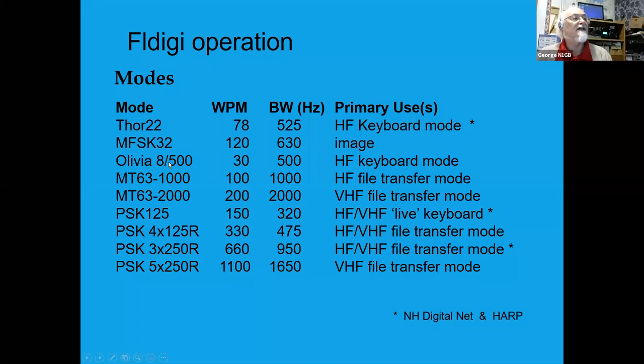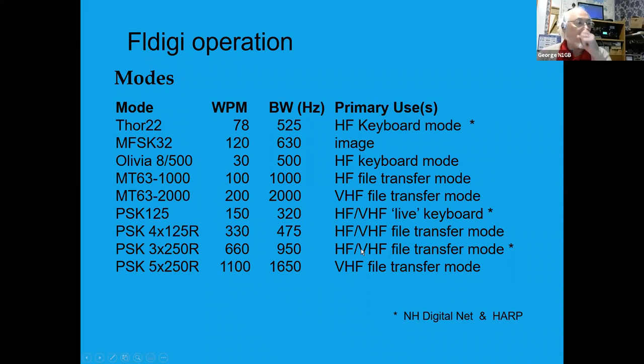As I say, some of the nets use Olivia 8, very robust, but also very slow. And MT63 is particularly good on VHF. The throughput starts to get higher; you're allowed higher bandwidths and much higher words per minute rates. What we use on the hospital net is PSK 3 or 4, but 3, 250, 660 words per minute with a bandwidth of about 1,000 hertz. So it's a very robust mode.